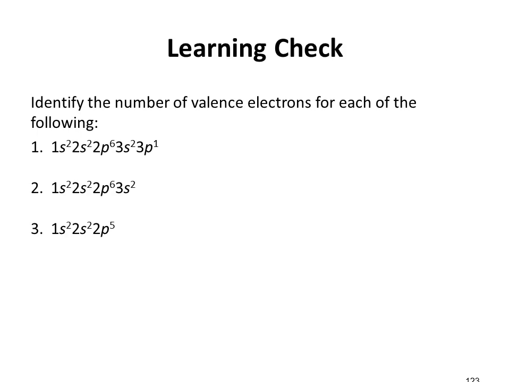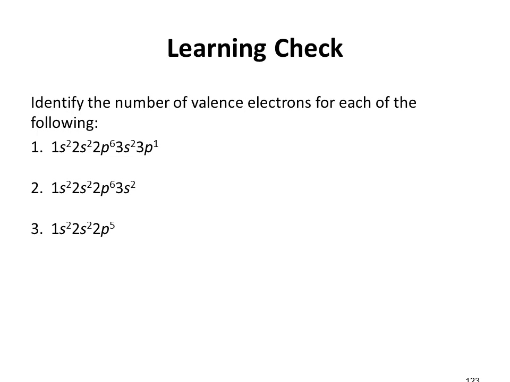Here, if we're looking at the number of valence electrons in each of the following, one way to think about it is, where was the last noble gas? So the last noble gas, number 1, would be 1s2, 2s2, 2p6, which is neon, and so that just leaves the 3s2 and the 3p1 remaining, which gives us 3 valence electrons.